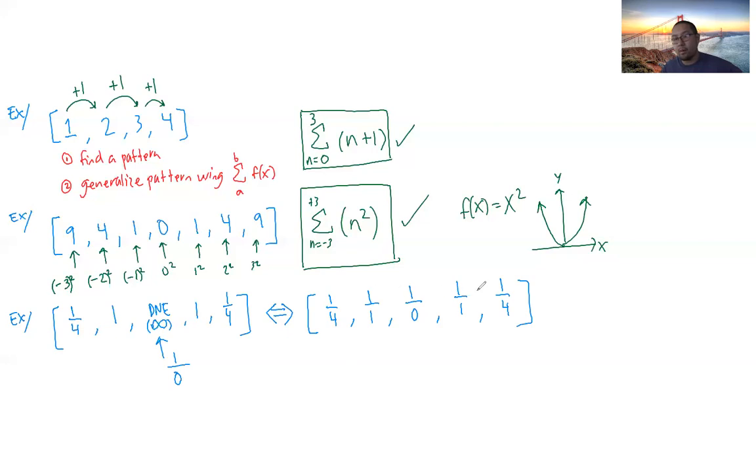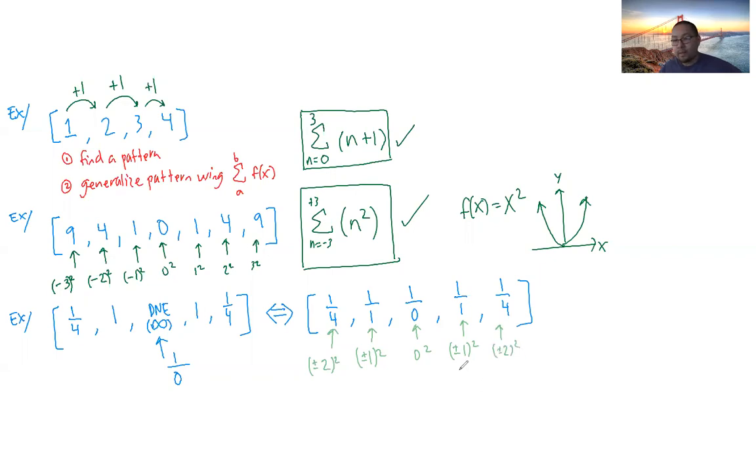The numerators are all 1, so that's not the direct pattern. But when you look at the bottom, 4 can be found by squaring positive or negative 2. 1 can be found by squaring positive or negative 1. 0 is 0 squared, totally fine. And same thing over here: positive or negative 1, and then positive or negative 2.